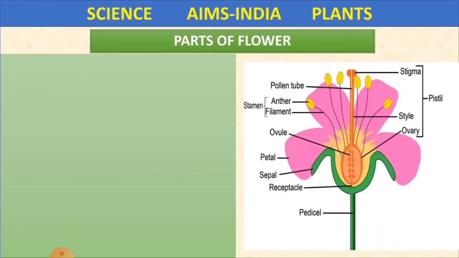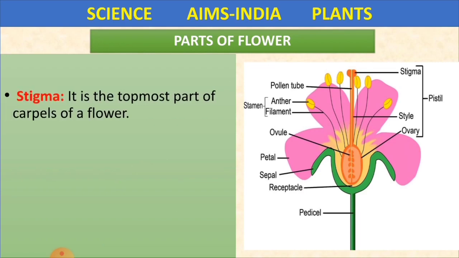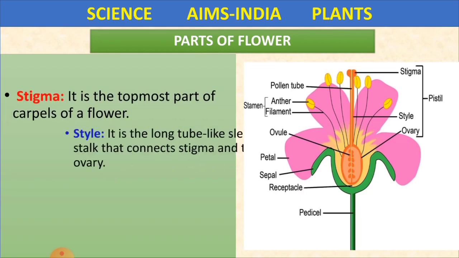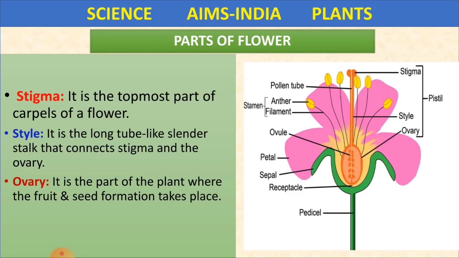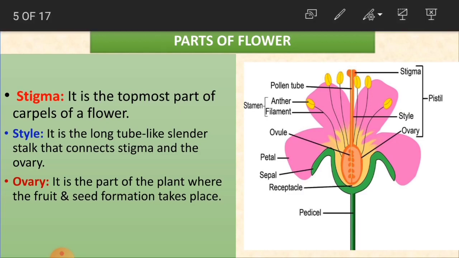Okay. Now we'll learn about stigma, style and ovary. What is this stigma? It is the topmost part of the carpel of a flower. Here, children, carpel is nothing but pistil. Stigma, see here. It is the topmost part, and it's sticky also. If you touch that part, you will feel it a little sticky. So this part is known as stigma.